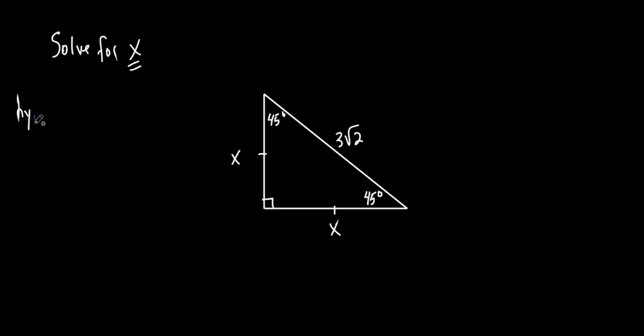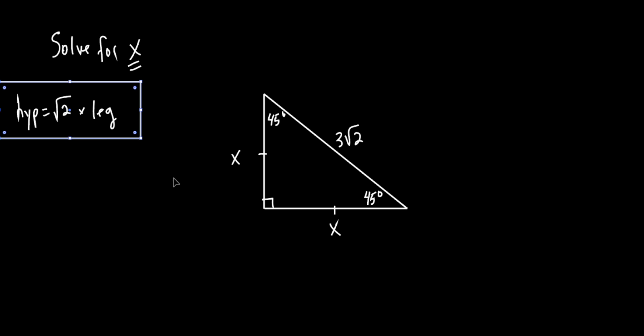Okay, so let's write it down though. The hypotenuse, I'm going to write this down, times one of the legs. All right, so there's my little formula. That's something that you should have memorized. If you don't have it memorized, do it now because you're going to have it memorized. You got to know this relationship, that the hypotenuse is the square root of 2 times one of the legs. So we just plug the stuff in we know.